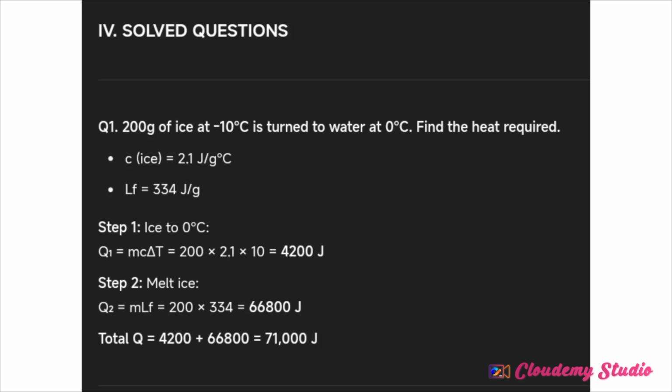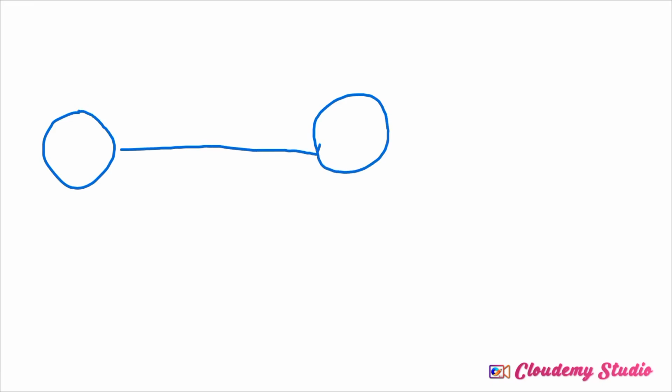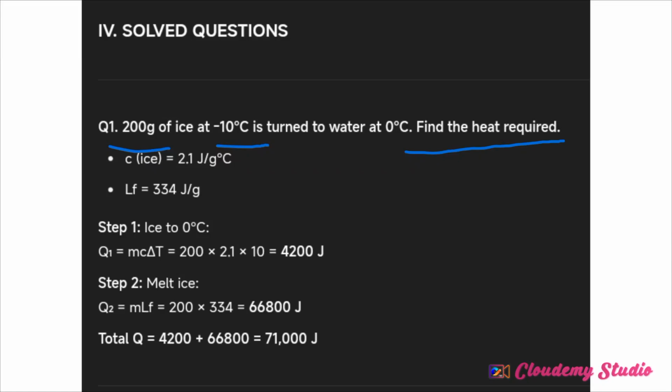So look at this beautiful question. They said 200 grams of ice at minus 10 degrees Celsius is turned to water at zero. Find the heat required. Basically, if you are going to be asked something in your exam relating to this, they are definitely going to ask something like this. Follow me. So they said ice at minus 10, to water at zero.